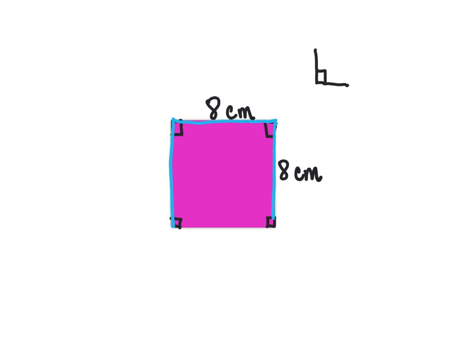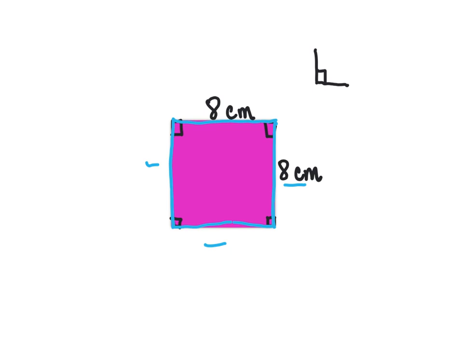So the top is 8, the sides are 8, and the bottom is 8. They're all equal. Do you think we could use the area formula for a rectangle to find the area of a square? Of course we can. A square is also a rectangle, so the formula will work.